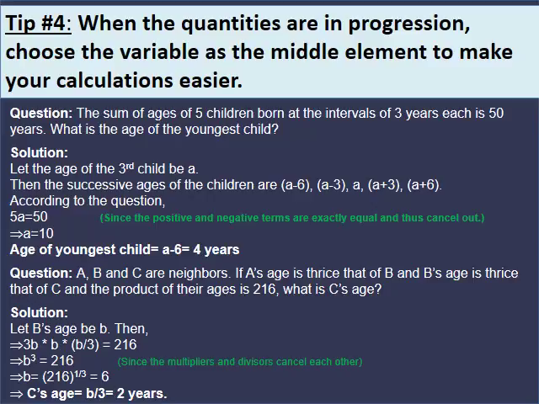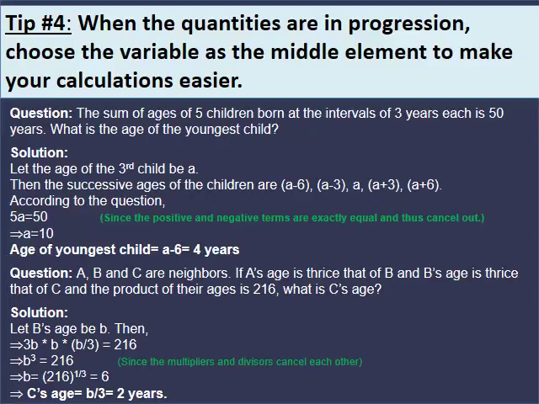Tip number 4. When the quantities are in progression, choose the variable as the middle element to make your calculations easier. Let's look at a few questions. Question number 1. The sum of ages of 5 children born at intervals of 3 years each is 50 years. What is the age of the youngest child?